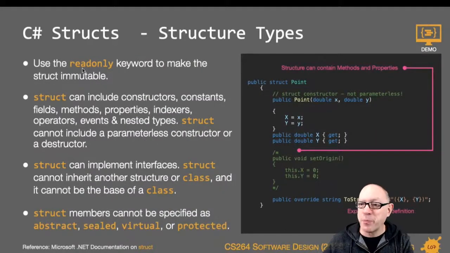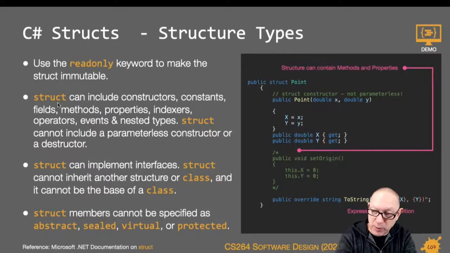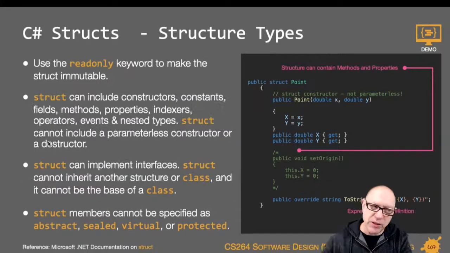Okay, so we can use the readonly keyword to make a struct immutable, and structs can include constructors, constants, fields, methods, properties, indexers, operators, events, and nested types. It cannot include a parameterless constructor or a destructor. Okay, we haven't really talked about destructors, but they exist as well.